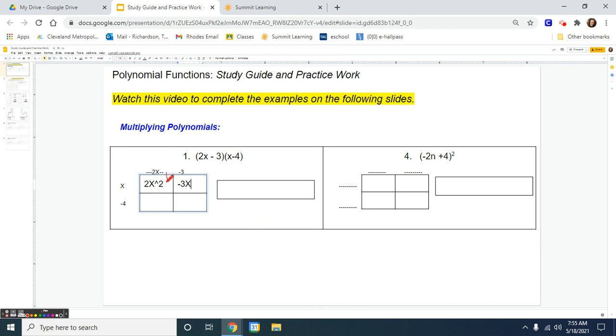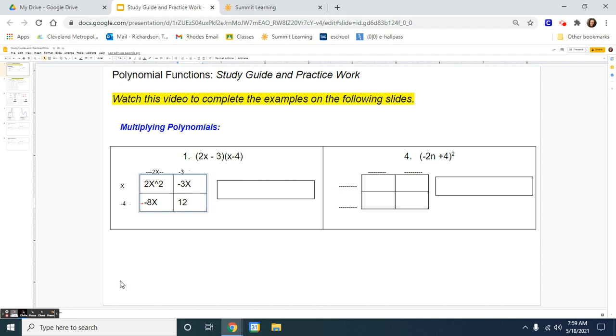Okay, let's do 2x times negative 4. 2x times a negative 4 is going to be a negative 8x. Okay, let's do this last box, where it's going to be negative 3 and negative 4. There's no x's involved. Remember, I'm going to write these lines so you can see everything. 2 negatives make a positive. So negative 3 times negative 4 is a positive 12.